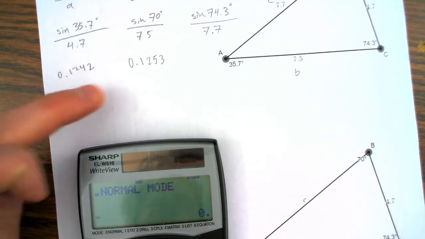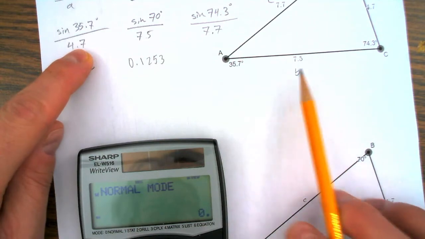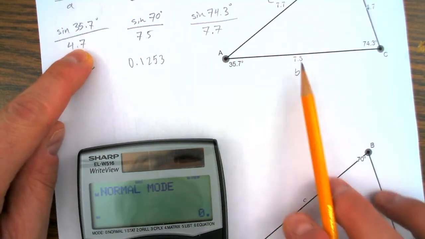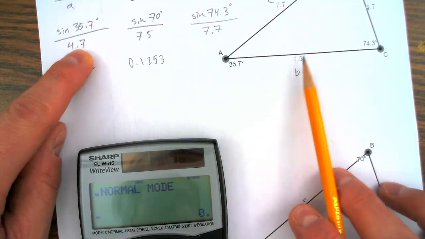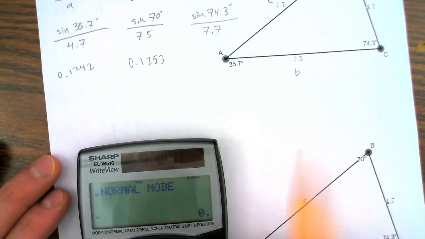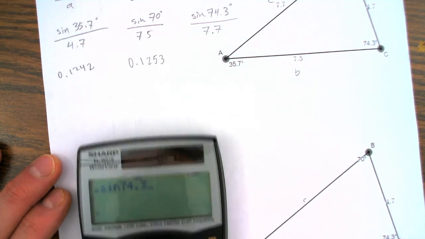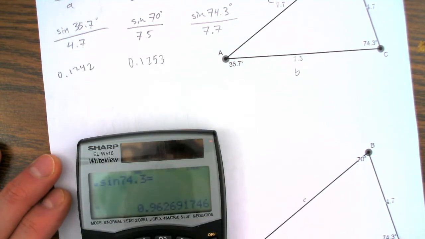The reason they're not perfectly equal to each other is because we have a little bit of a round off error with these decimal numbers. All of these numbers, even though it's to one decimal place, they've been rounded. And so sine of 74.3 divided by 7.7.